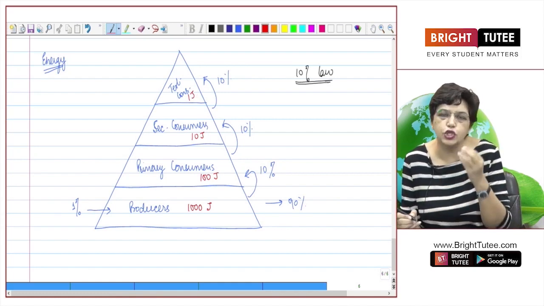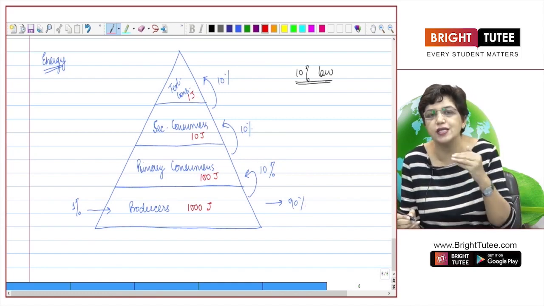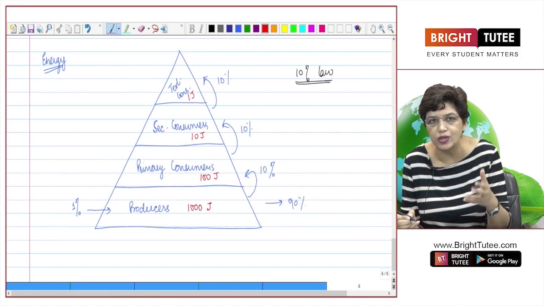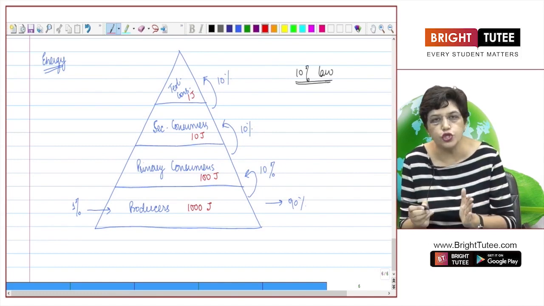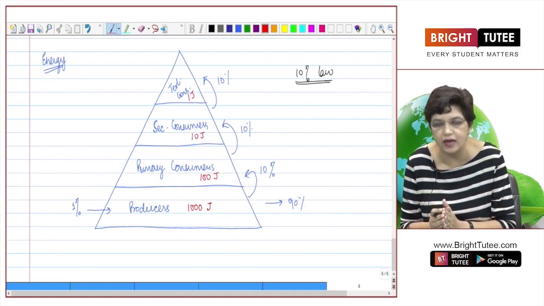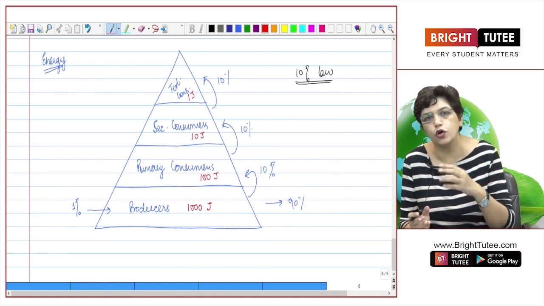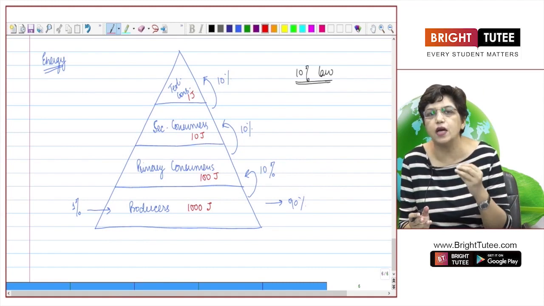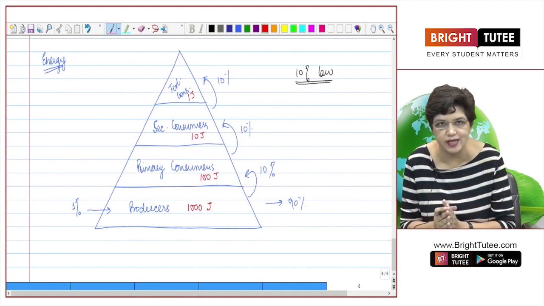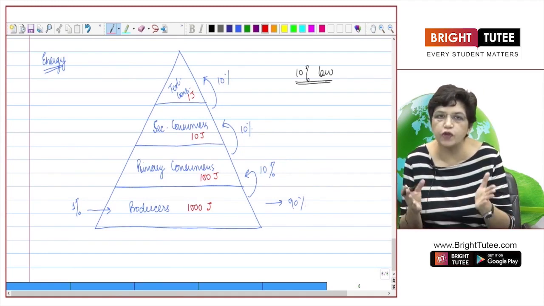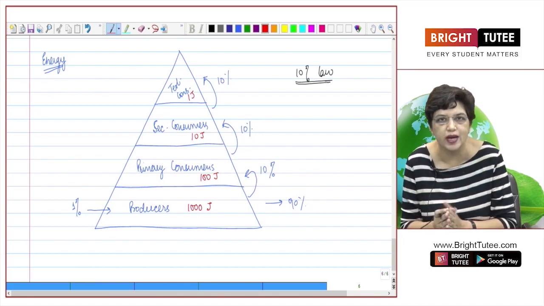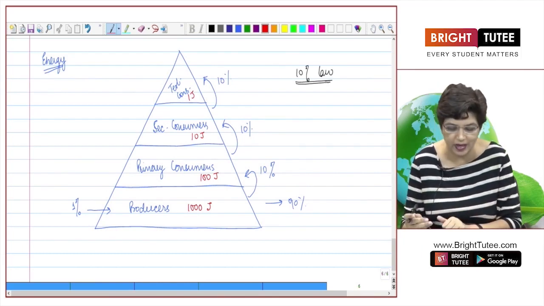Since such a small amount of energy is available for the next trophic levels, food chains have only 3, 4 or maximum 5 trophic levels, not more than that, because of this 10% law, as the amount of energy becomes so less. And that is why the number of organisms is also fewer as we go higher in the trophic level.